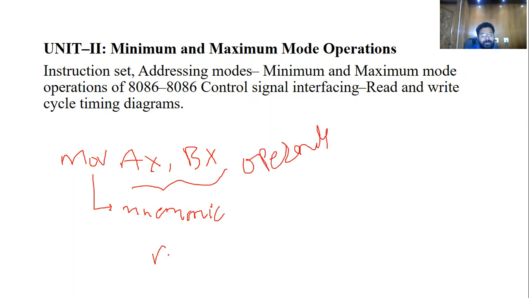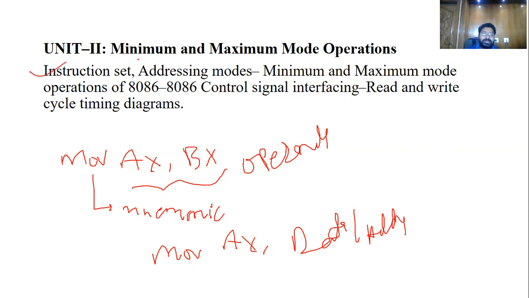Then another type of instruction is MOV AX comma some data or some address. Different types of instructions are there. How to write these instructions we will see in instruction set as well as addressing. Then the minimum and maximum modes of the 8086 microprocessor: how the microprocessor performs in minimum mode as well as in maximum mode, and how to draw the read and write cycles of the minimum and maximum mode. We will see it.